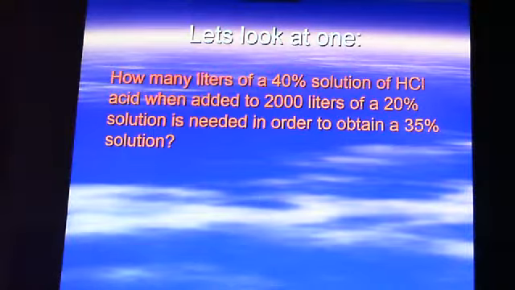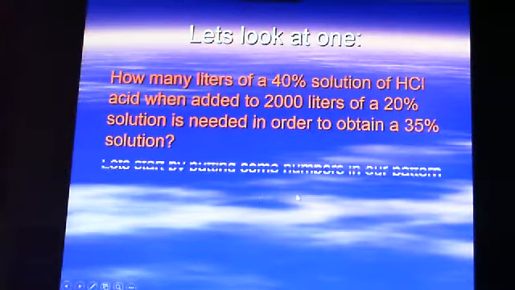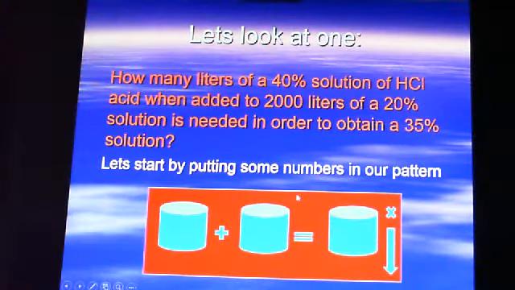Okay, it says, how many liters of a 40% solution of hydrochloric acid when added to 2,000 liters of a 20% solution is needed in order to obtain a 35% solution? It's a lot of words. But looking at the words, I can talk about how there's taking one thing of hydrochloric acid, adding it to another thing that's a solution in order to get a final solution. So they're talking about mixing stuff up together, which means it's going to be a mixture problem. So I need to go ahead and draw my little buckets. So we got one bucket plus another bucket equals your last bucket.